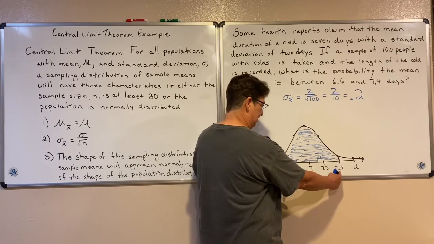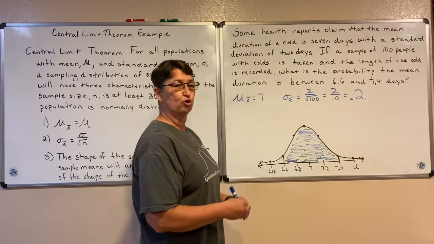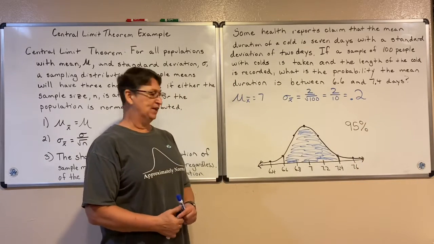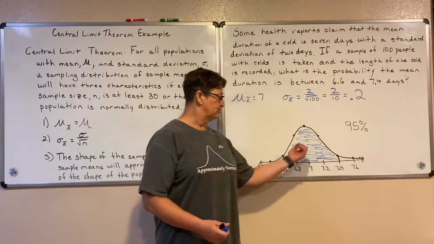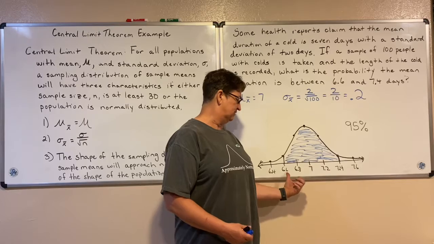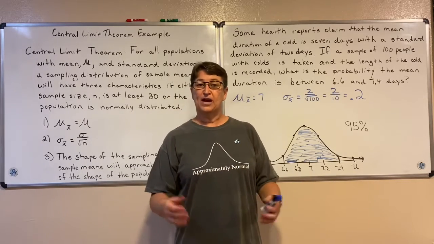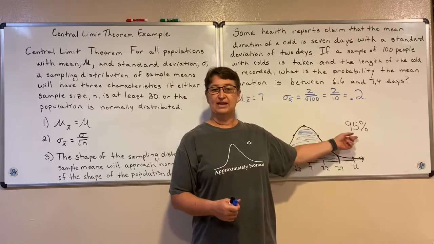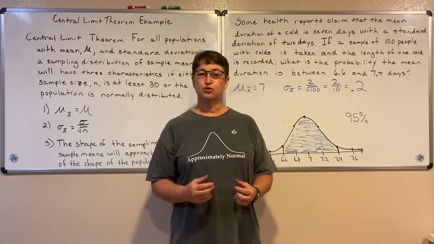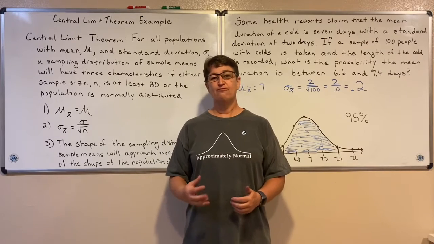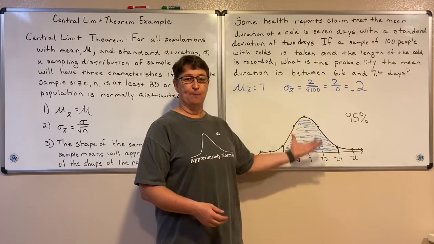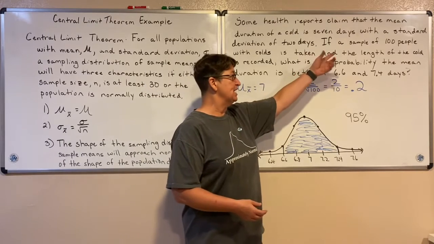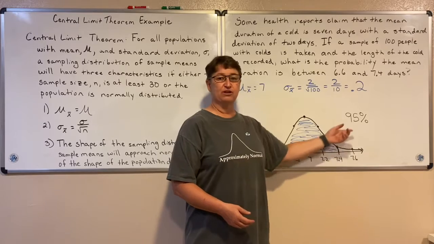So we've gone out 2 standard deviations, and we know from the empirical rule that 95% of my means will fall within that range, or 95% of the area underneath this curve is between 6.6 and 7.4. So the probability that we get a mean from those 100 people that is somewhere in between there is 95%. This is what makes the central limit theorem so very powerful. The fact that we know that this distribution of sample means is approximately normal lets us know that the probability that the mean of this sample is between those two values is 95%.